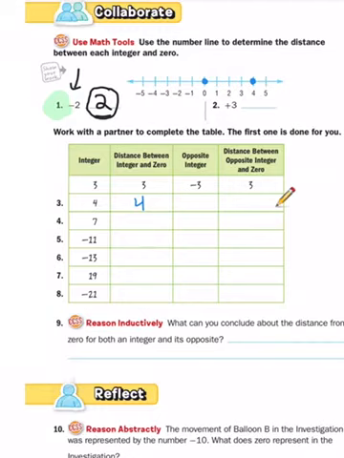Now, the opposite of 4 is a negative 4. So I'm going to put that on the number line in red. And the distance between the opposite integer and 0, well, that's going to be 1, 2, 3, 4 away. So notice whether the integer was positive or negative, they were both 4 away from 0.